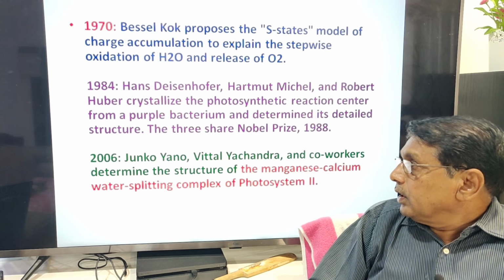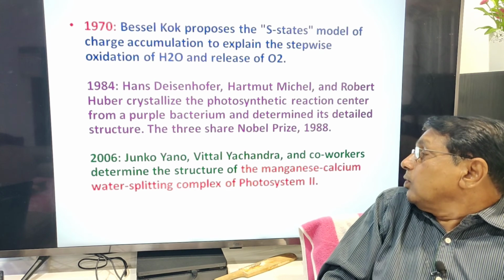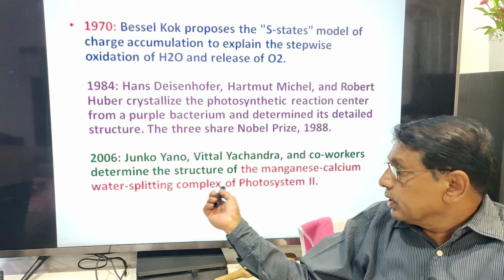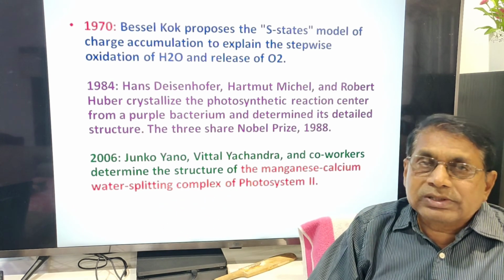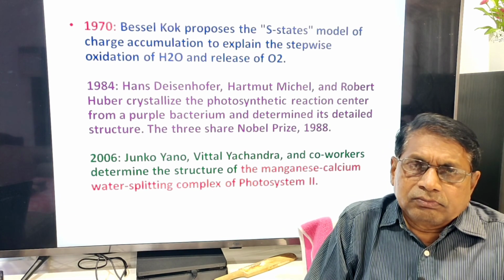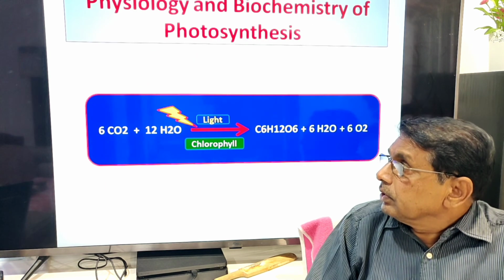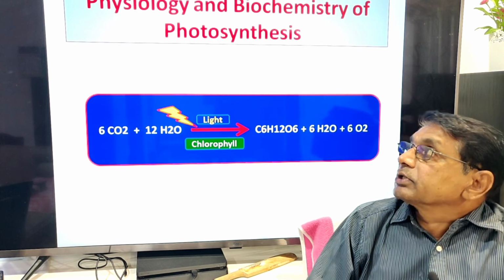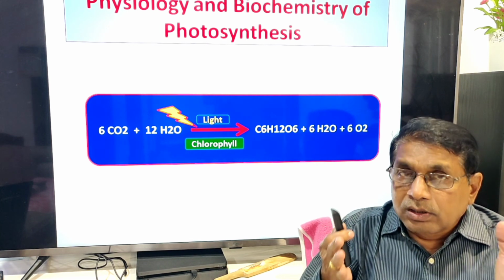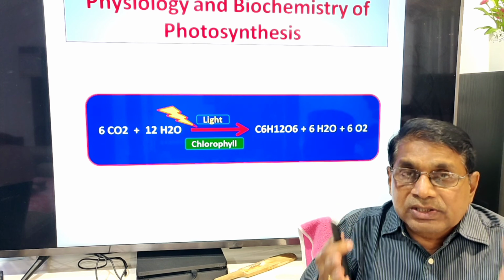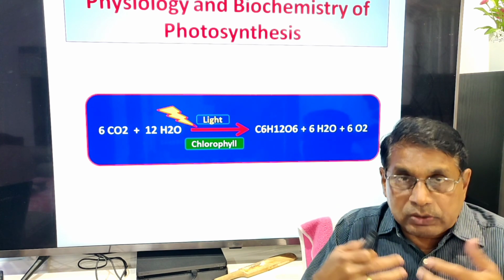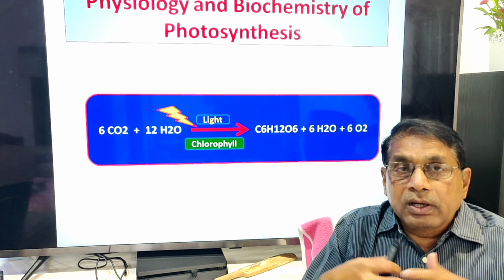Junko Yano, Vittal Yachandra and co-workers determined the structure of the manganese-calcium water-splitting complex of photosystem 2. Still they are going into further details. This I will explain in the next class. So these are the historical aspects of how photosynthesis has been studied scientifically right from more than 300 years back to now, and what developments have taken place.